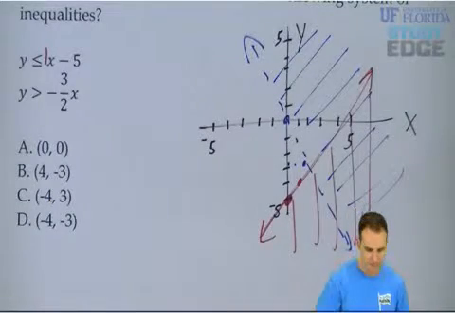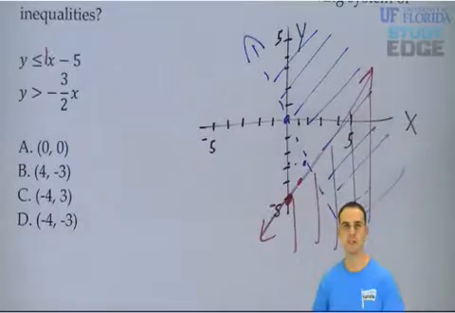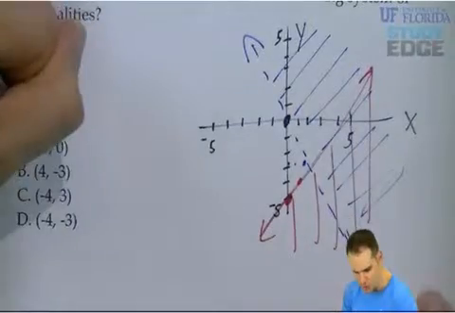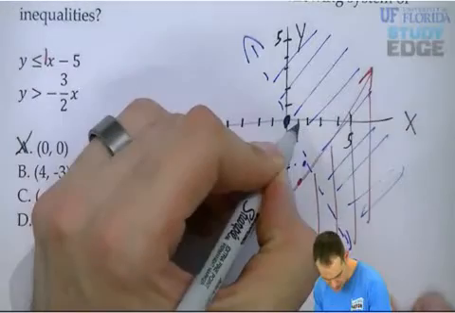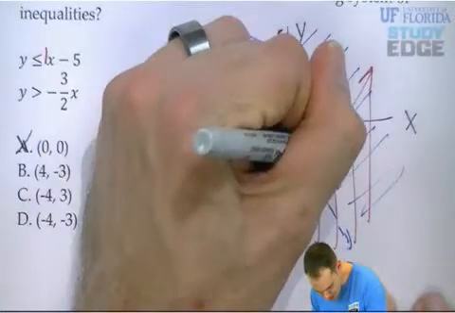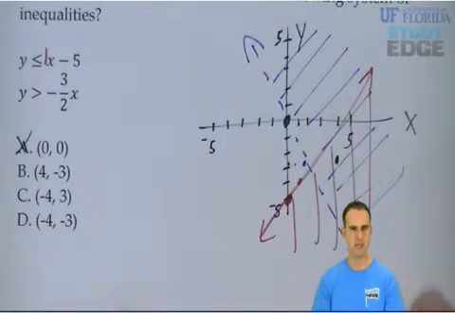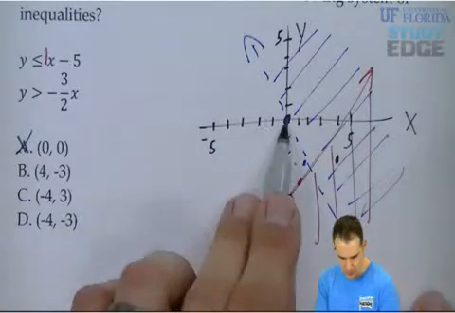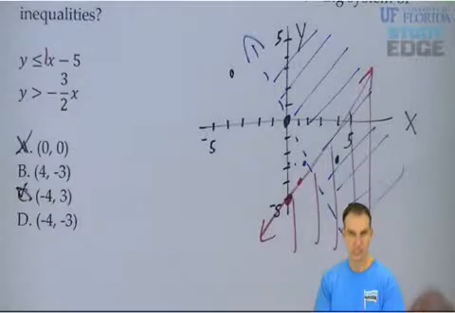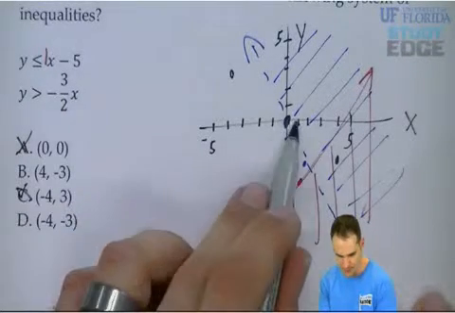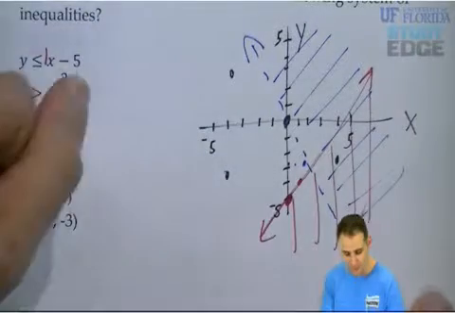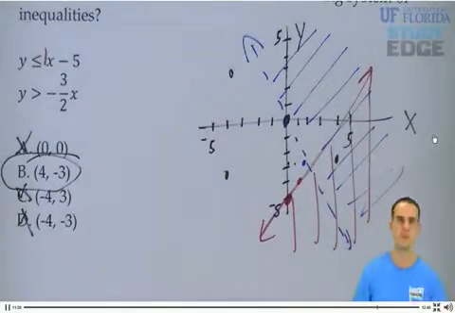So let's go ahead and figure this out. Which of these points will be in that shaded region? 0, 0. Is the origin in that shaded region? No. 4, negative 3: 4 to the right, down 3. That's probably the answer, but let's check the others. Negative 4, 3: negative 4 in the x, up 3 in the y. That's not in any shaded region. And negative 4, negative 3 is not in any shaded region either. So we can narrow down to one answer.